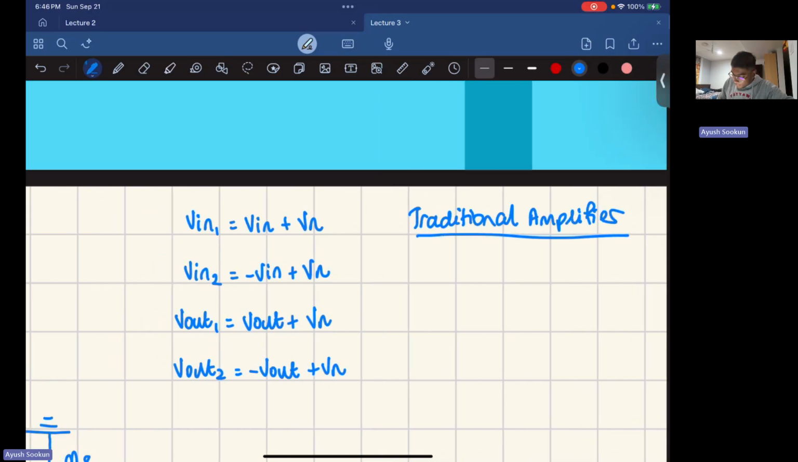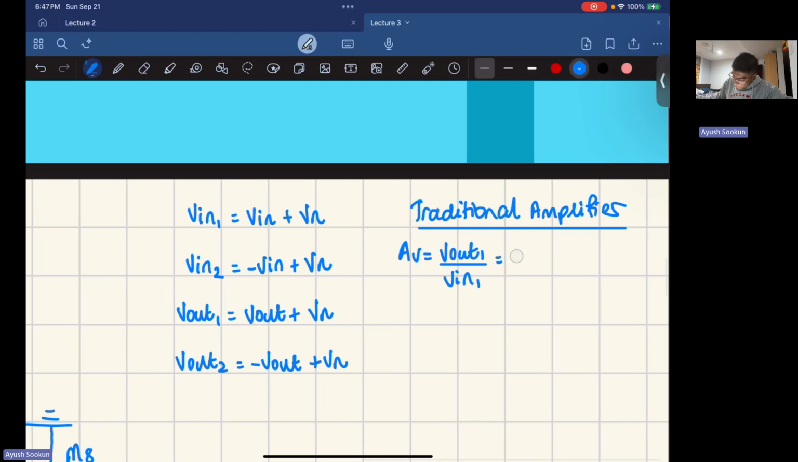What would your gain be? The gain would be V out over V in, right? So A_V. Let's choose V output 1 and V input 1, just for instance. So we have V output 1 over V input 1. What is V output 1? It's V out plus Vn, the noise. And V input 1 is V in plus the noise.